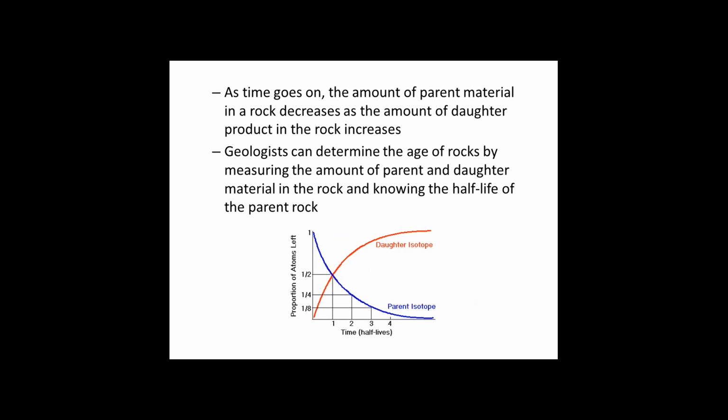And here's a little graph, hopefully it helps a little. At the beginning, there's obviously only parent isotope and no daughter isotope. And then after one half-life, there's exactly half. And then after another half-life, there's half of that half, and it continues.